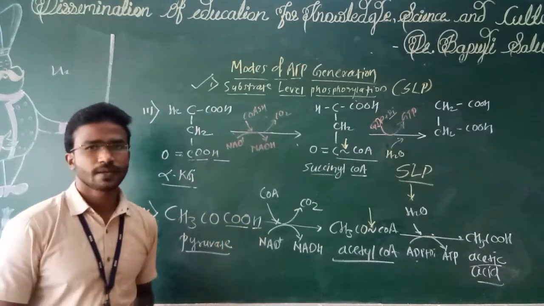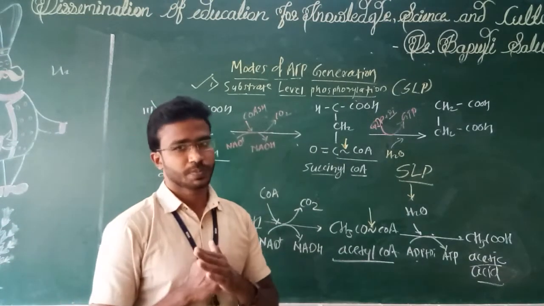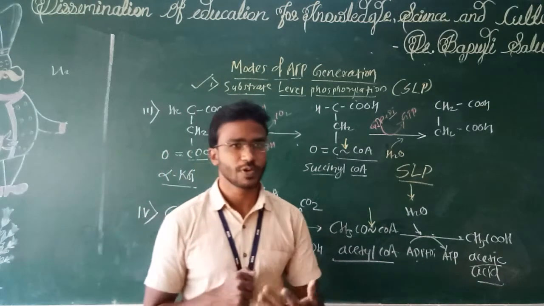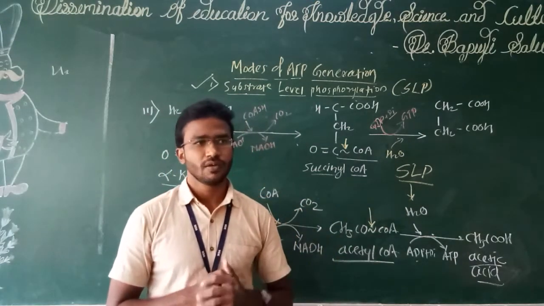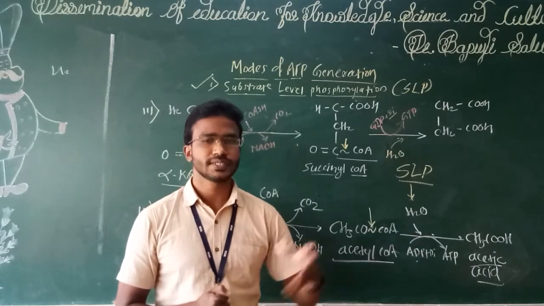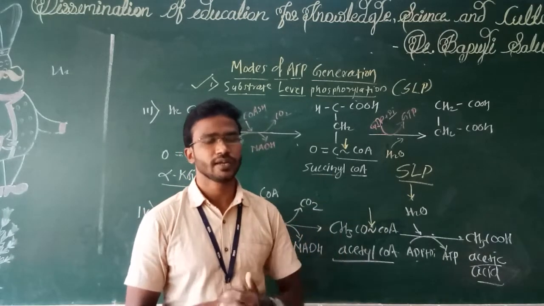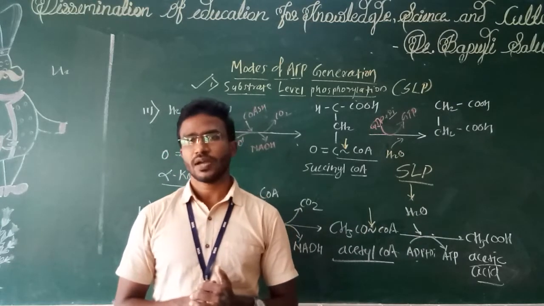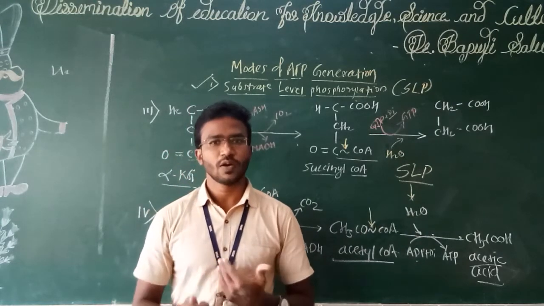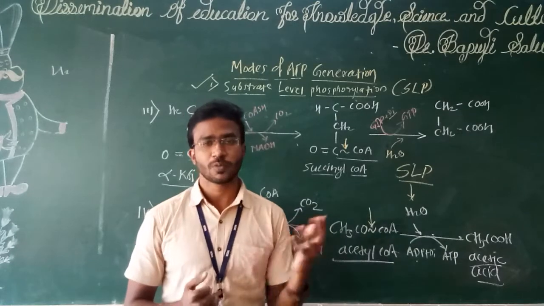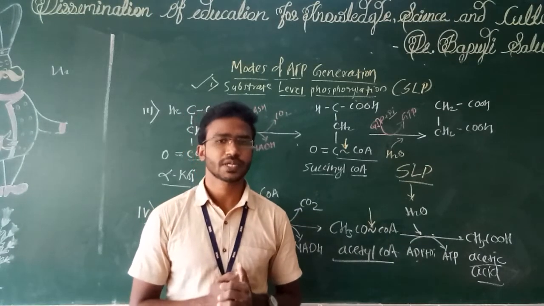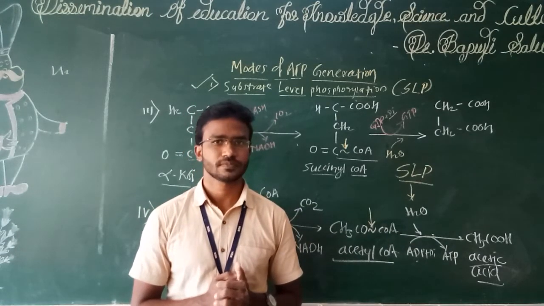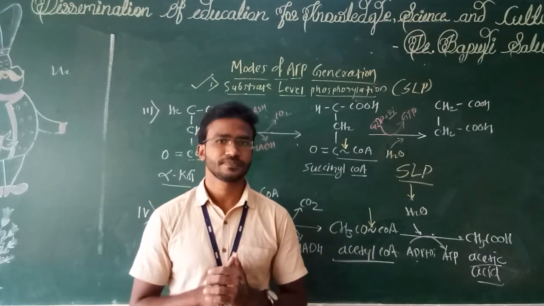So these are some examples of substrate level phosphorylation. So once again, what is substrate level phosphorylation? Any substrate, whenever it is catabolized, releases energy, or releases a high energy phosphate compound, and these are used to synthesize ATP directly or from GDP. This is called substrate level phosphorylation. Okay, clear? Thank you.